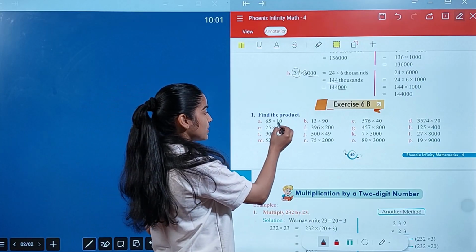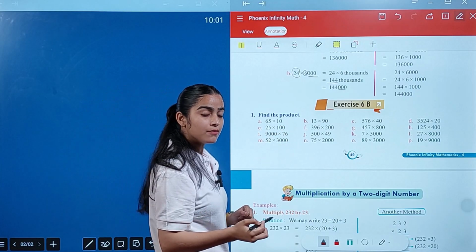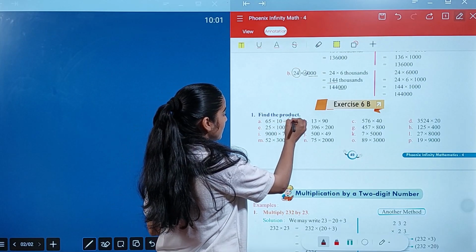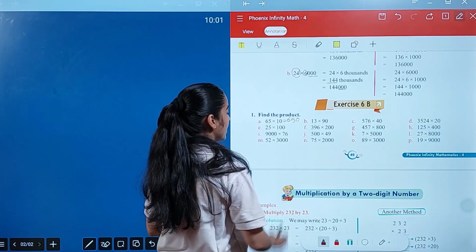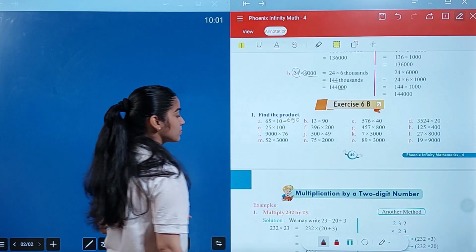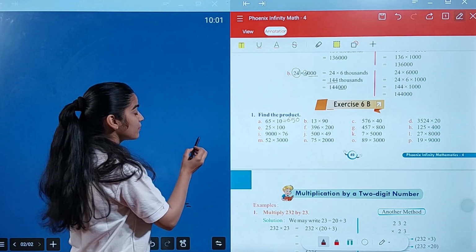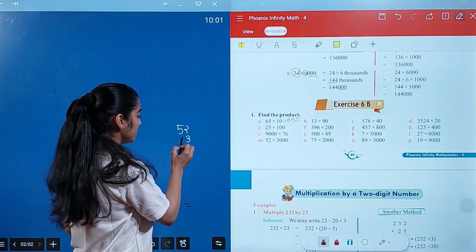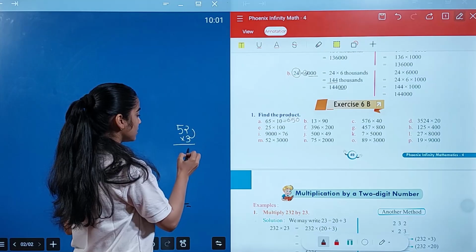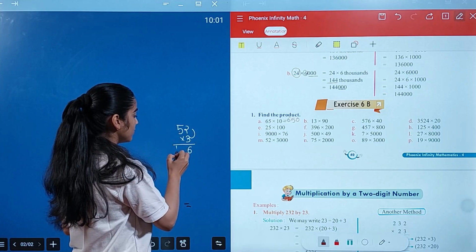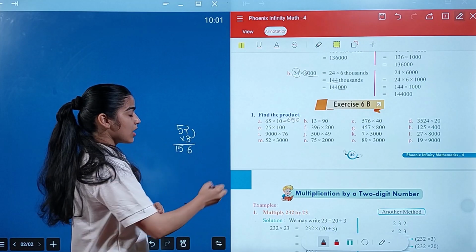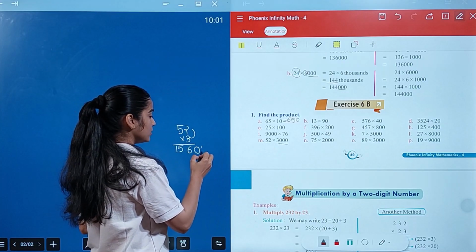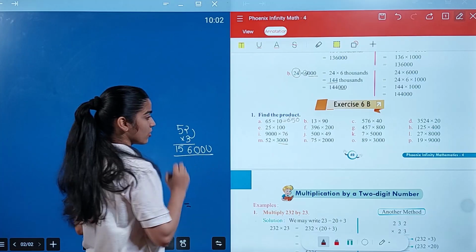Now we move forward to our exercise, which is 6b. So 65 multiplied by 10. How many zeros do we have? Only one. Well done. So we write here 65 and then add 0. Next we have 52 multiplied by 3,000. First we multiply 52 with 3. So 3 twos are 6 and 3 fives are 15. After this, how many zeros do we have in 3,000? So we write them as they are: 1, 2, 3. This is your end answer.